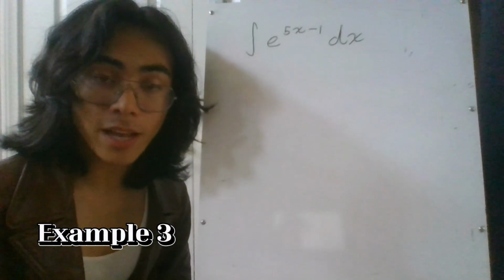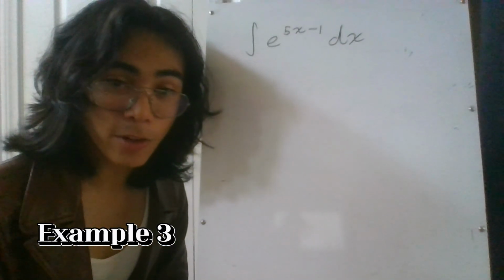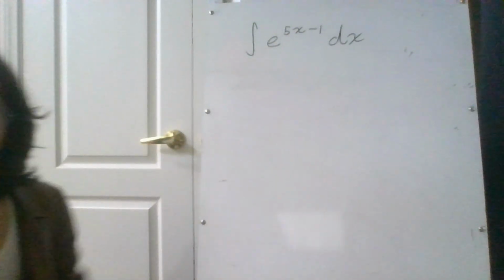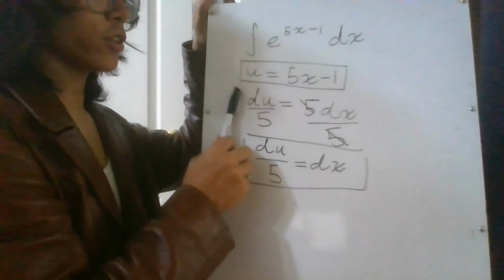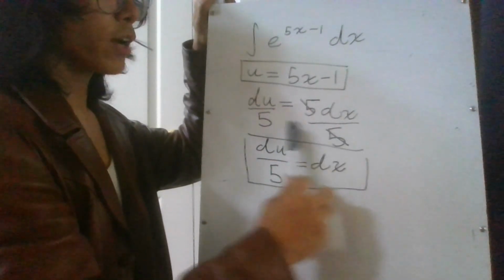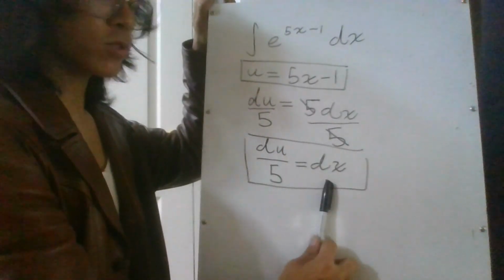Alright, this is going to be our last example. Remember to pause the video and try to work this problem out on your own before you watch my explanation. To start off, we take 5x minus 1 as our value for u. We then take du equals 5 dx. We divide both sides of the equation by 5 to get du over 5 equals dx.